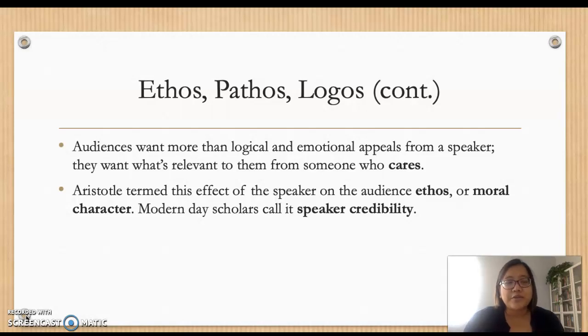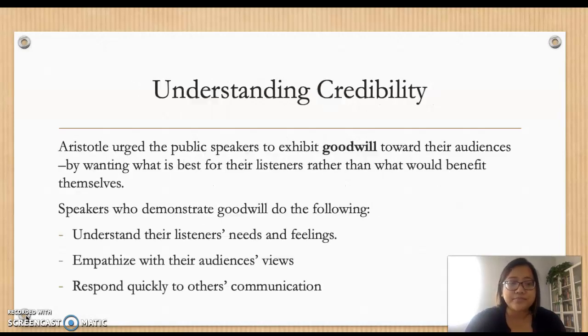So Aristotle termed this effect of the speaker on the audience ethos, or moral character. Modern day scholars call it speaker credibility. So ethos is also called moral character, but modern day scholars call it speaker credibility. Now let's talk about understanding credibility.